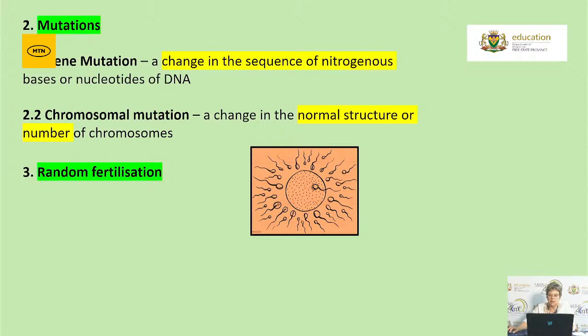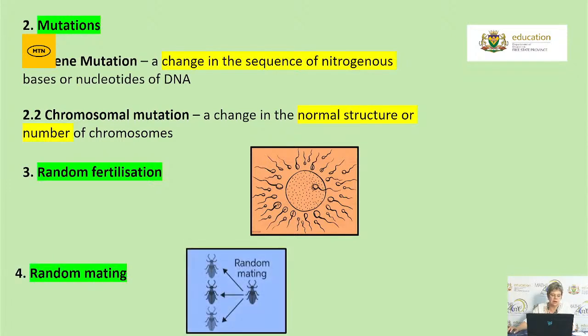Random fertilization, where any sperm can fertilize any egg. Random mating, any male can mate with any female. So that is very, very important to look at, and the way we answer it, sometimes you know what the answer is, but there's a difficulty in expressing yourself when you are answering these questions.